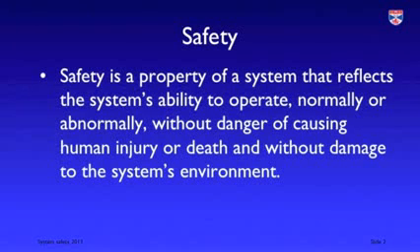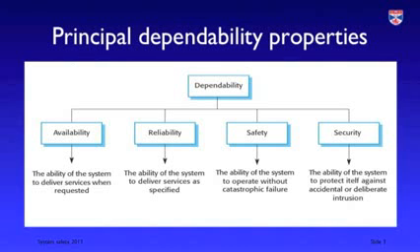And safety is a property of the system that reflects the system's ability to operate without causing damage or injury to people, property or the environment. Recall that safety is one of the four principal dependability properties: availability, reliability, safety and security, with relationships between all of these properties. And I'll be talking here about the relationships particularly between reliability and safety.